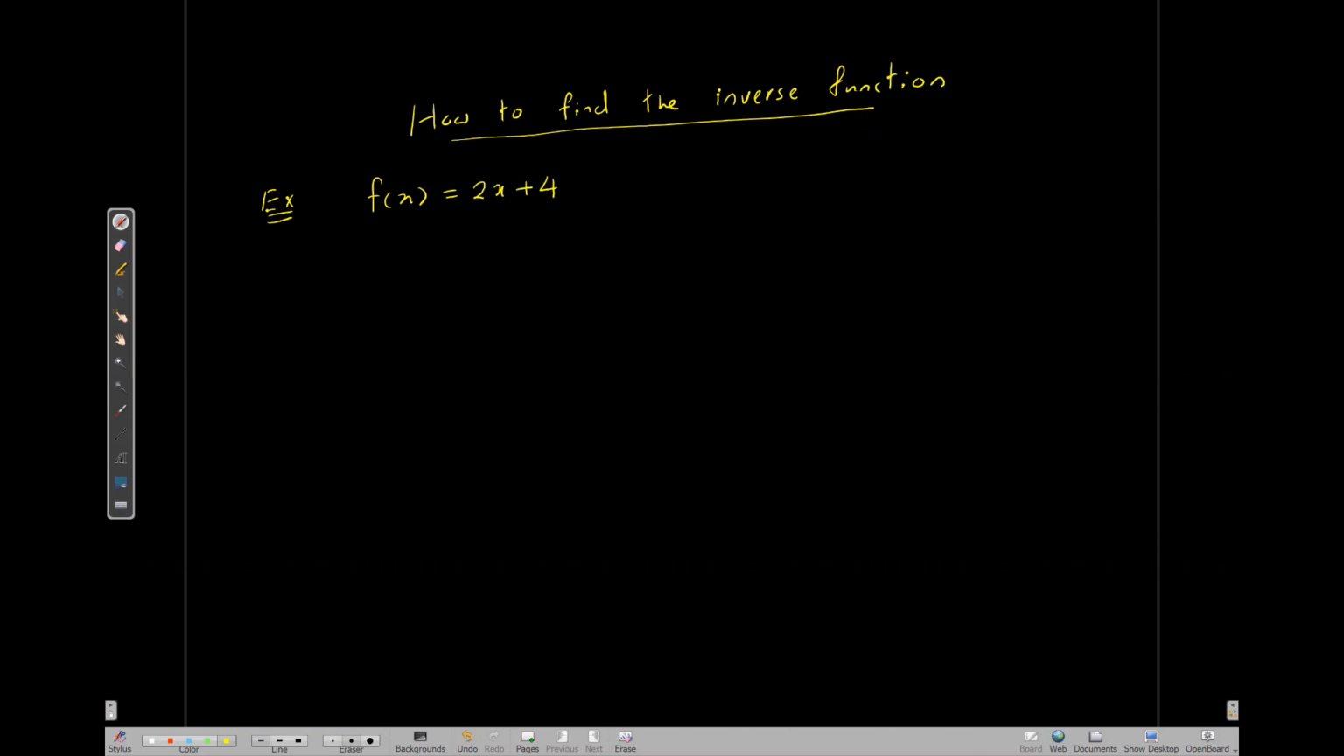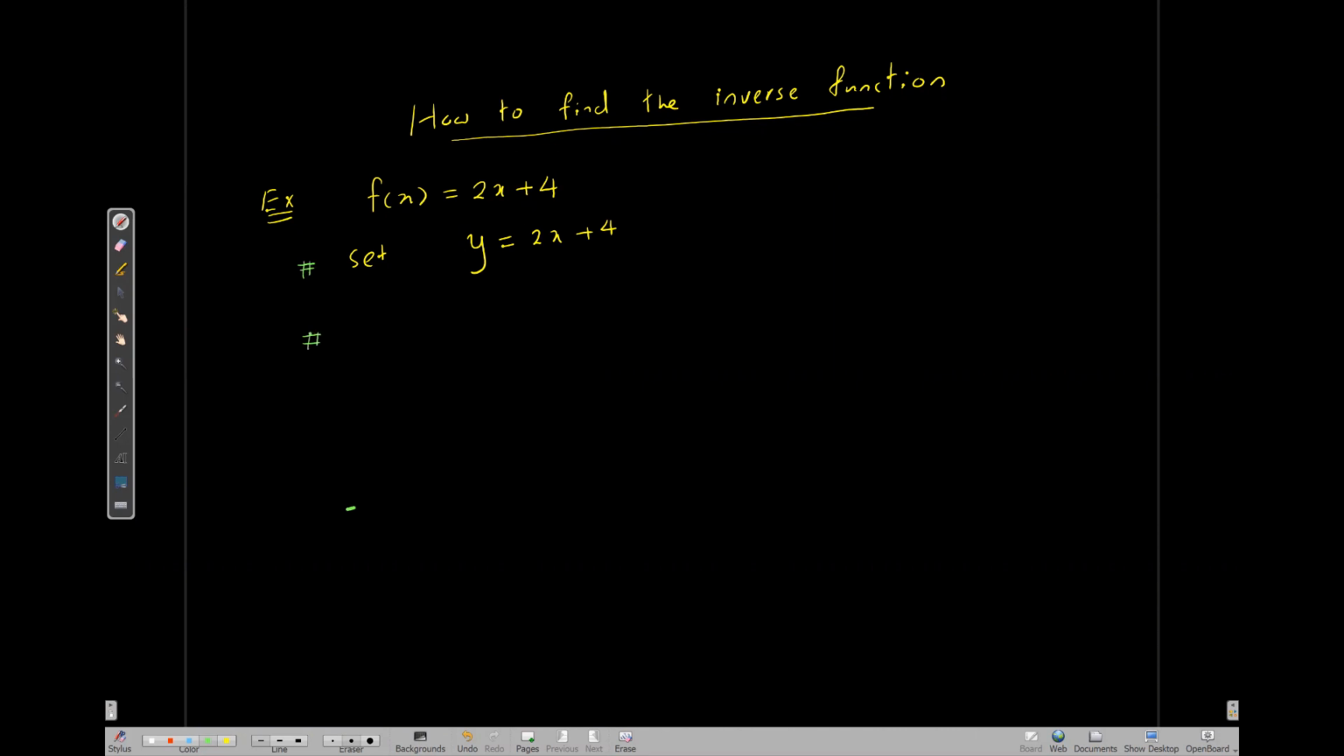Now this is one-to-one. First of all, it has to be one-to-one. You can check this. It's a linear function, so it's one-to-one. So the inverse exists. So the first step, number 1, set y equals 2x plus 4. So instead of f of x, you write y equals 2x plus 4. So this is the first step.